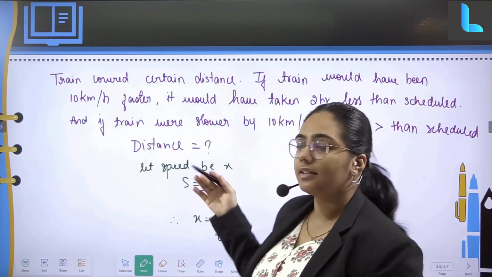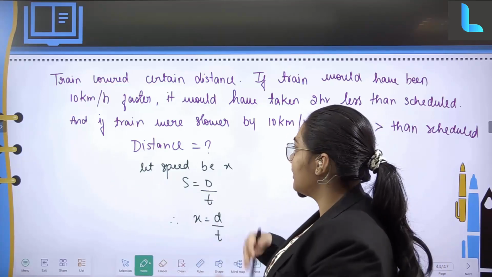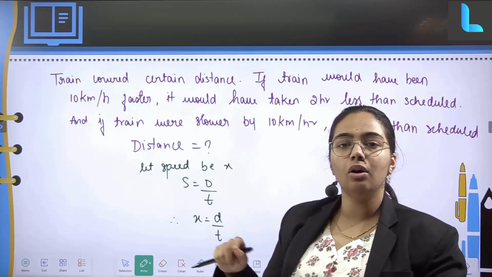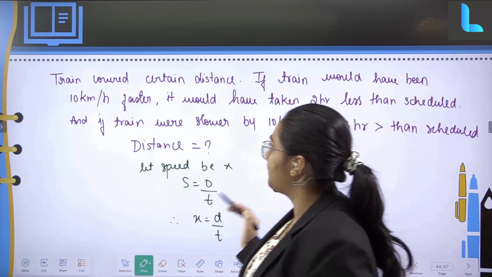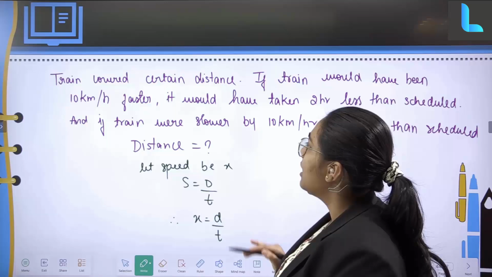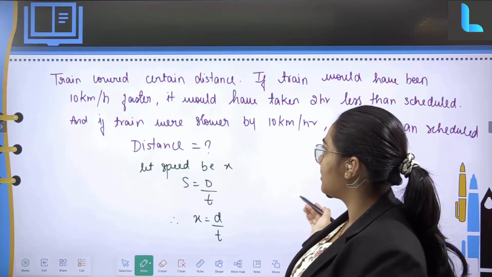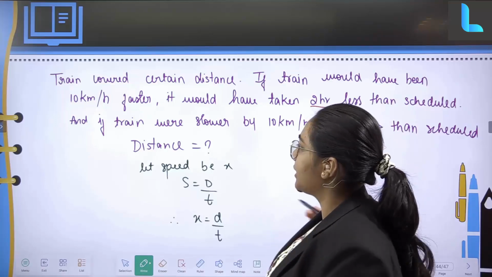Whenever this distance question comes, it will usually be for 4 marks, because it involves a formula also, and a few applications is what you have to apply. So this particular question: a train covered a certain distance. If the train would have been 10 kilometer per hour faster, it would have taken 2 hours less than the scheduled time.